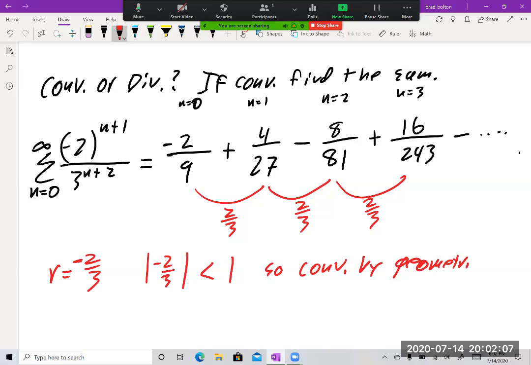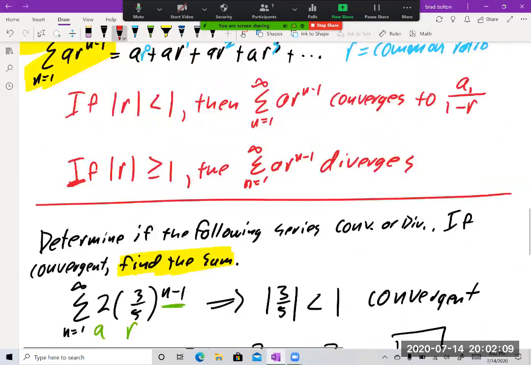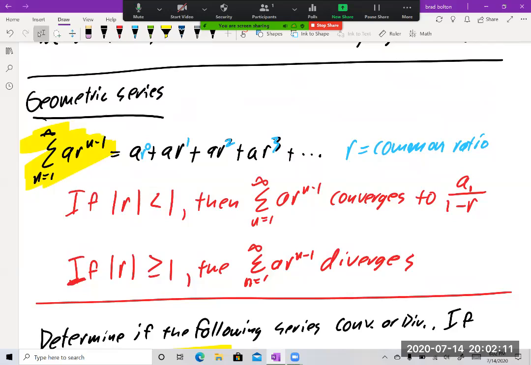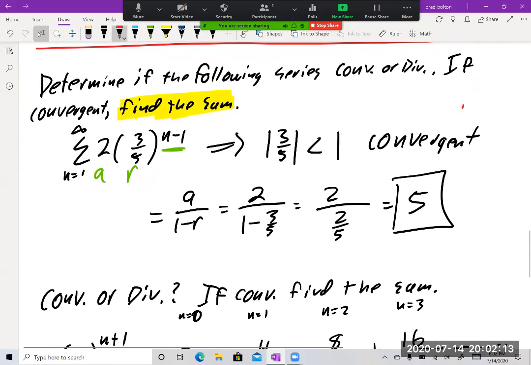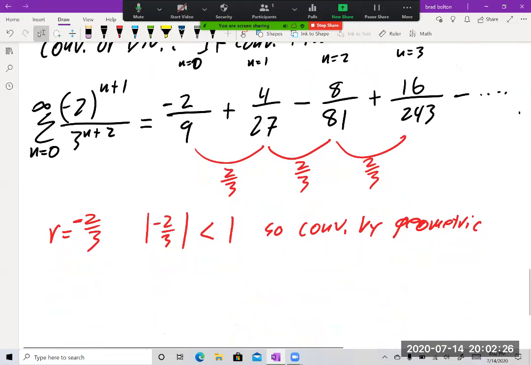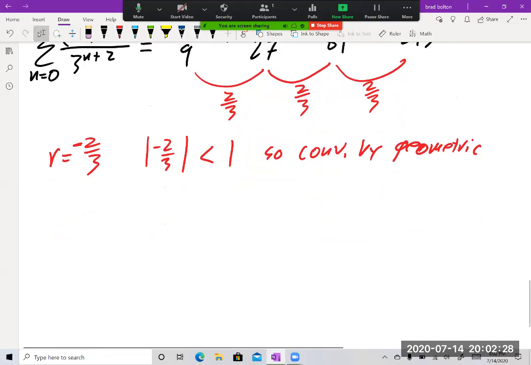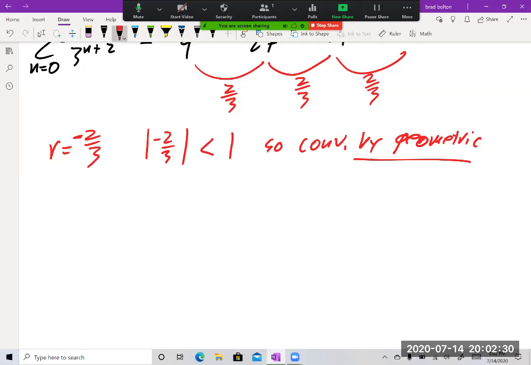So in this class, I forgot to write it up here, I got carried away. You always must name the test you're using to prove convergence or divergence. So if you use the geometric, you say by geometric. If you use the comparison, you say by comparison. If you use the divergence test, you say by divergence test, whatever the case may be. So this is convergent. If you do not write this, I will deduct points, okay?